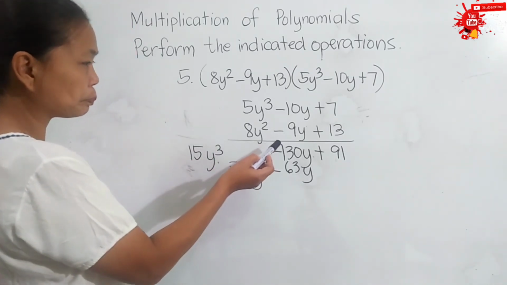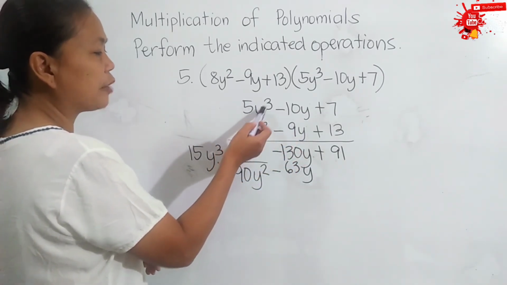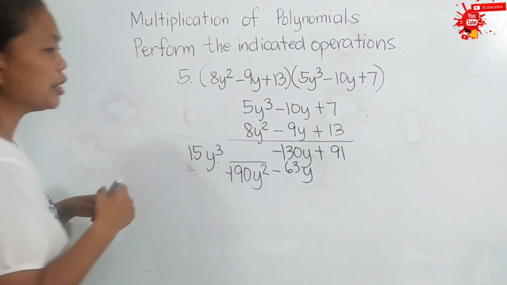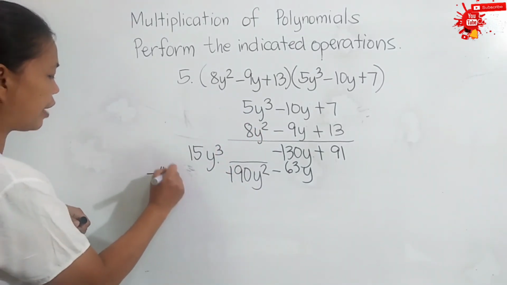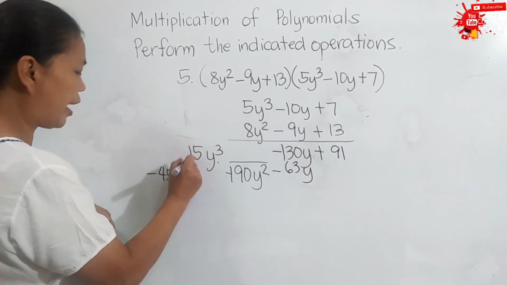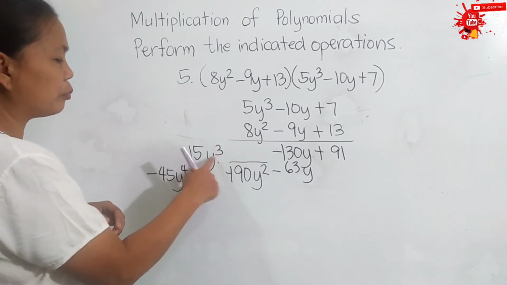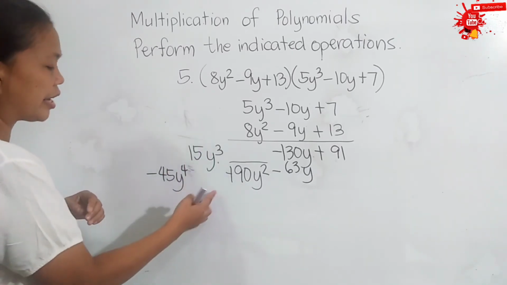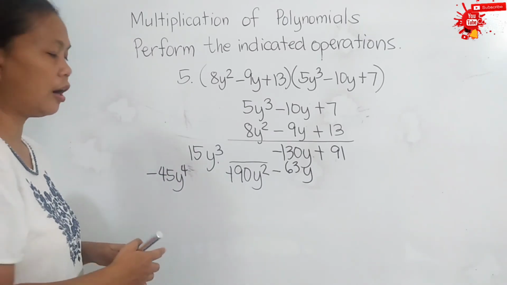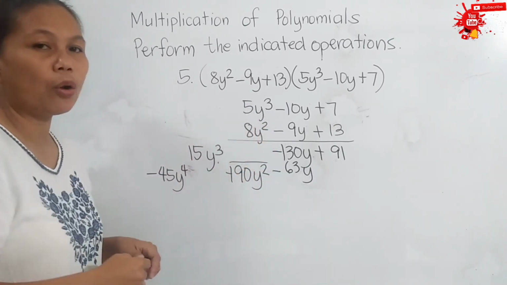Then we have here negative 9y times positive 5y cubed. So what is negative 9 times positive 5? So we have here negative 45y raised to 1 plus 3. So we have 4. So we will not align it vertically with 15y cubed because they are dissimilar. So instead, we will write it, okay, on the next part of the partial product. Okay? Now then, let us proceed with 8y squared.